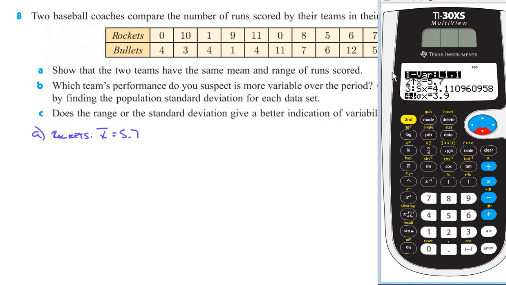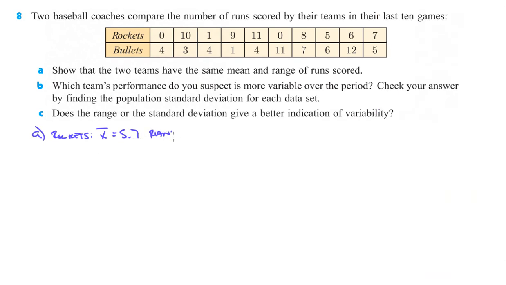We can just go 11 minus 0, right? If the data happen to be a little bit more confusing, you could always go down to find that the minimum is 0 and the maximum was 11, which we can see pretty easily there. So 11 minus 0 is just going to be 11, right? And then for the Bullets, the range here is 12 minus 1, right? So the range, let's do this. 11 minus 0 is 11, and this can be 12 minus 1 is also 11.